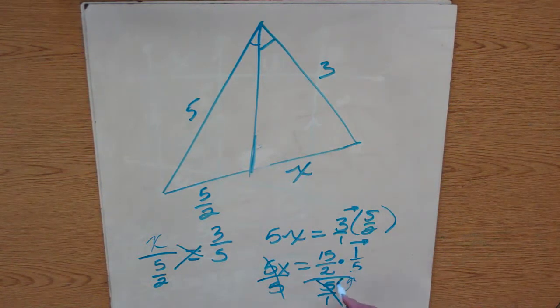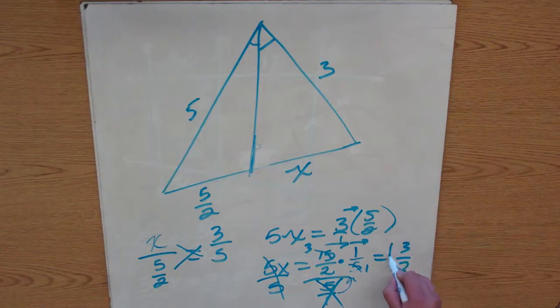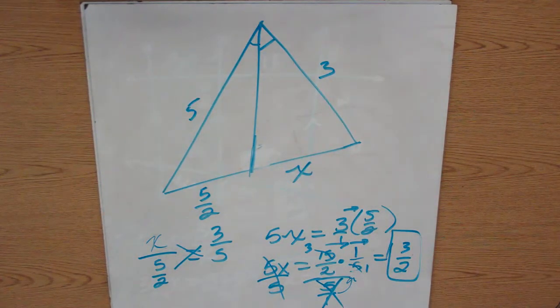Okay, so now we're done with this. Now we just have a multiplication problem. Well, we can still do some reducing. 15 and 5. 5 goes into 5 once, goes into 15 3 times. So now it's 3 over 2 times 1 over 1. So x is just 3 over 2.